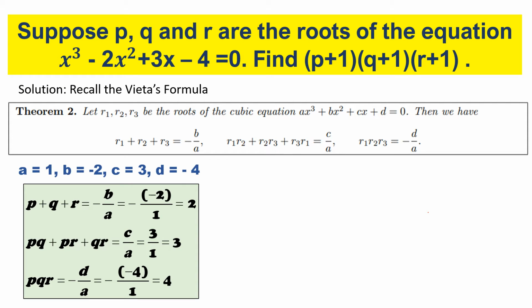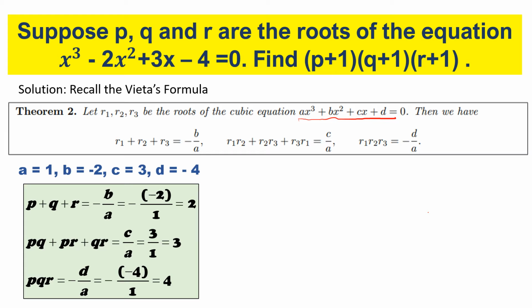This would be the solution to the given problem, given that P, Q, R are the roots of the equation x cubed minus 2x squared plus 3x minus 4 equals 0. We are going to recall Vieta's formula, which states that if the three given roots are the roots of the cubic equation ax cubed plus bx squared plus cx plus d equals 0, then the sum of the three roots is equal to negative b over a, the numerical coefficients of the cubic equation.